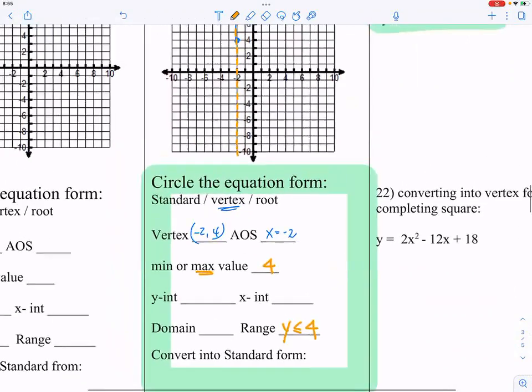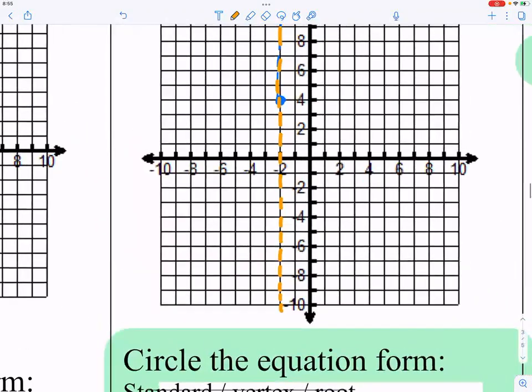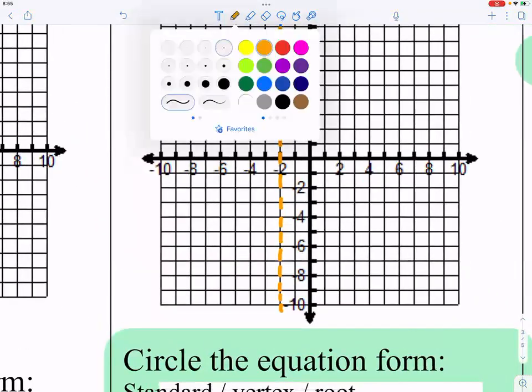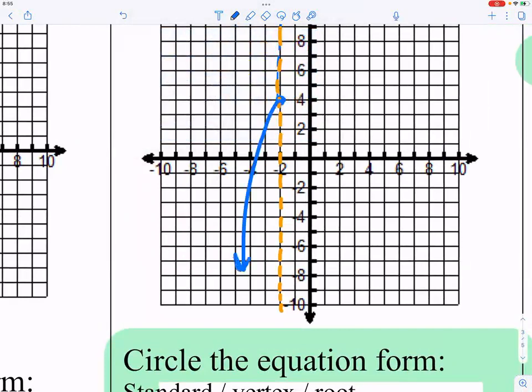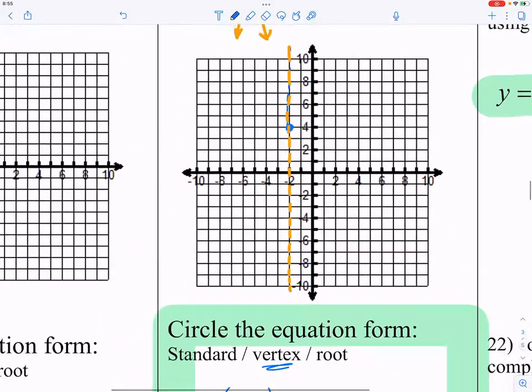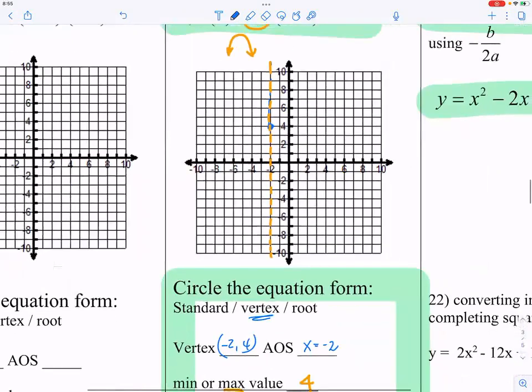For the range, because it's a graph that opens downward, you know it's going to look something like this. So the range, which is the y value, will cover everything that's up to 4 and only up to 4, not more than 4.